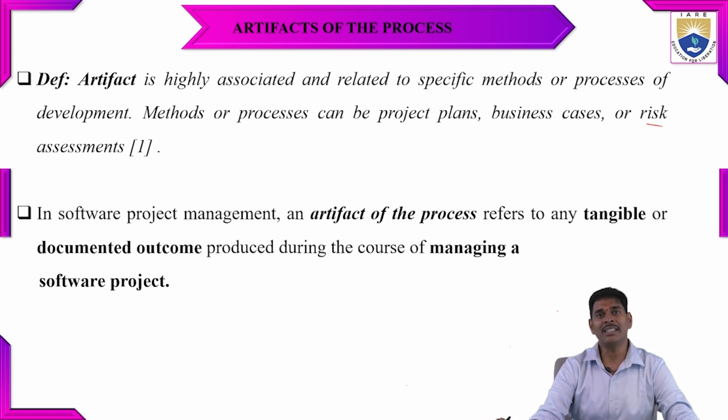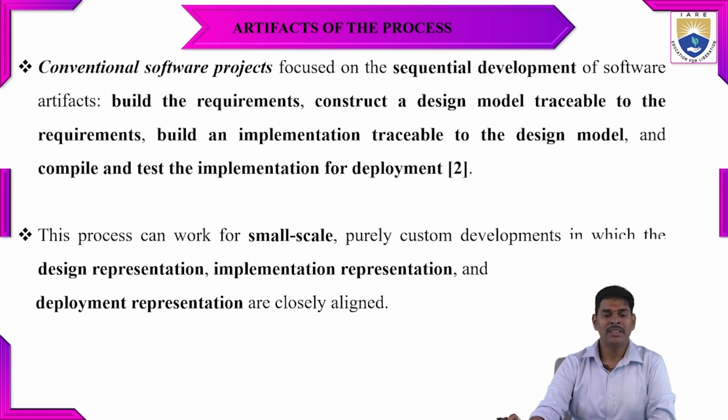Whereas in software project management, an artifact is any tangible thing, in the sense that we can touch and feel it. It means the documented outcome produced during the course of managing a software project. So an artifact is a documented process which gives a clear idea about the software project.